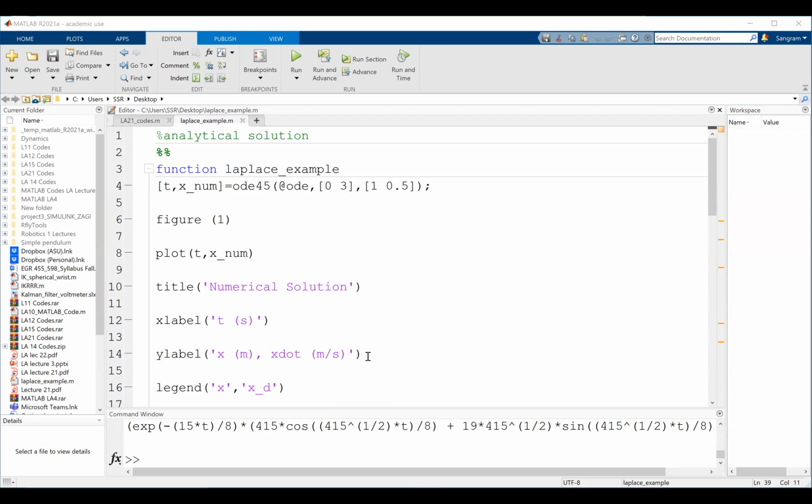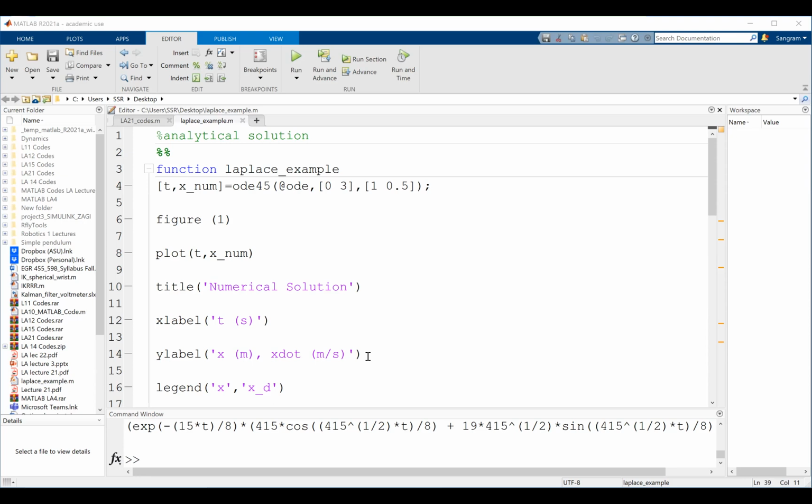and you will see that these solutions match fairly well. This is the displacement computed from the numerical solution. This is the velocity computed from the numerical solution. This is the displacement computed using the analytical solution. And this is the displacement calculated using the Laplace transform solution. Everyone understood this?